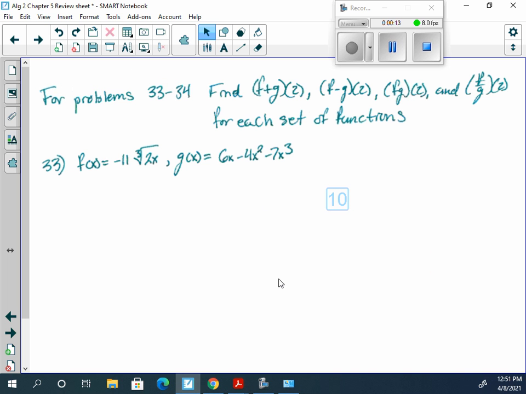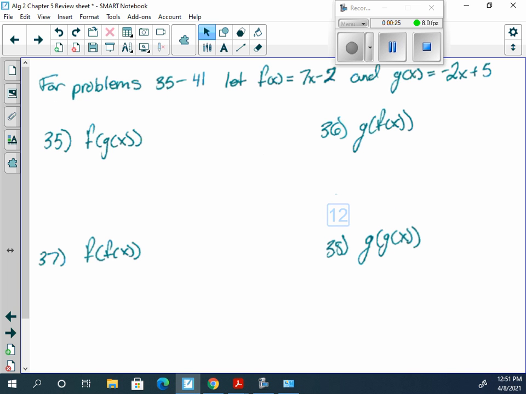Let's see here. 33 and 34, f plus g of 2, f minus g of 2, f times g of 2, and f divided by g of 2. Those won't be on there because they're a little time consuming in doing them. So we did 35 yesterday. Are there any questions on 36, 37, or 38? Is there one of those that y'all want to see done?